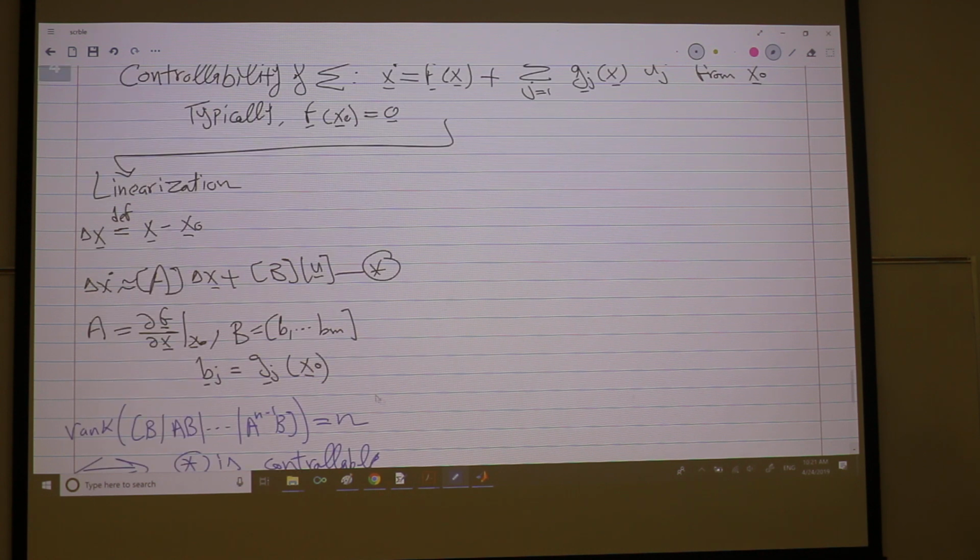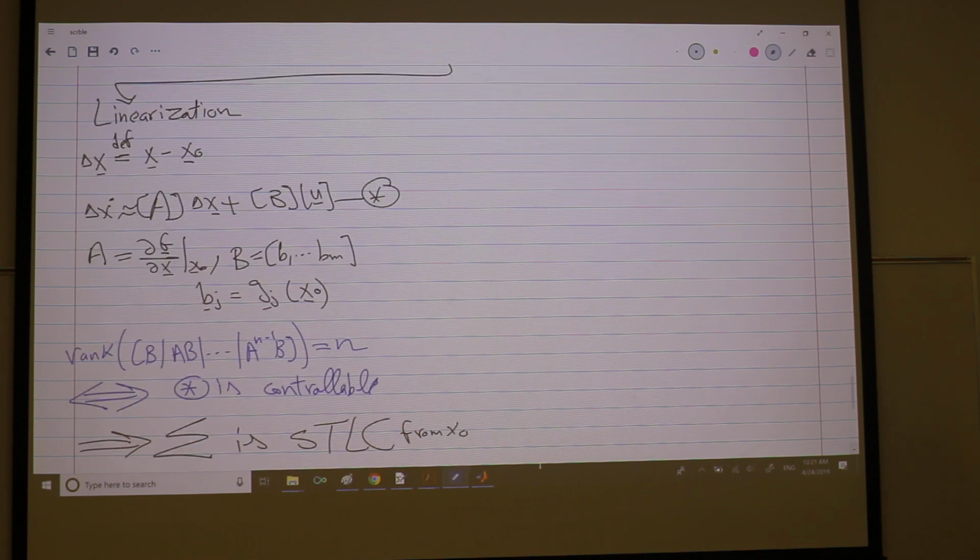One thing here that I want you to remember, these B's are just the evaluation of g_j. So actually these are the g's, right? What's AB in the linear term? We'll talk about that in a minute. What's this in our language of Lie brackets? This was the Lie bracket of f and g, right? And this is the Lie bracket of ad_f^(n-1) g. So these are actually Lie brackets. What you do in linear control, they are actually Lie brackets. So let's do the nonlinear controllability.